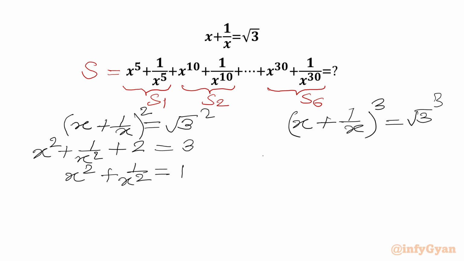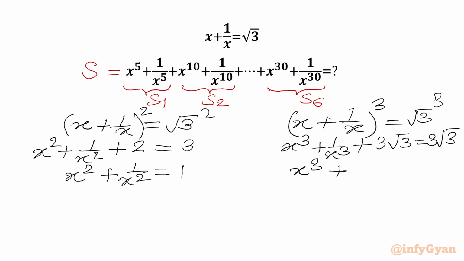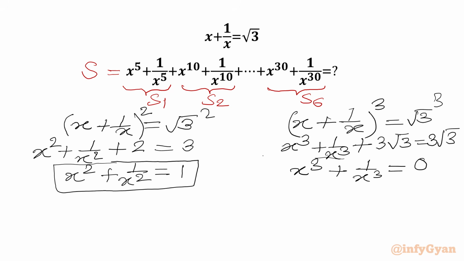Then we will consider x plus 1 over x whole cube on both sides equal to square root 3 whole cube. Here we will use the a plus b whole cube identity and we will get x cube plus 1 over x cube plus 3 times x times 1 over x times x plus 1 over x, which we will write as 3 root 3, and root 3 cube is 3 root 3. Now we will subtract 3 root 3 from both sides and we will get x cube plus 1 over x cube equal to 0.